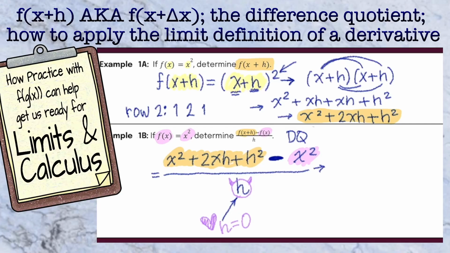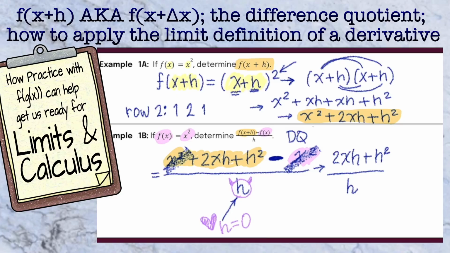Well, let's see what happens as we naturally clean this up. Looking at our numerator, I have x squared minus x squared. Adios, guys. That leaves me with 2xh plus h squared all over h. Now, you cannot just slice and cross out those h's. What we could do is factor out an h from both terms on top.